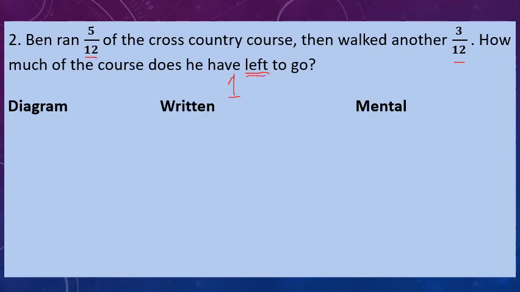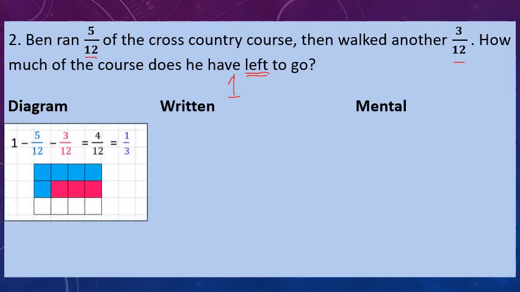Anytime we have "left" in a word problem, it generally indicates to us that we're thinking about a subtraction problem. We're trying to figure out the difference, which as we know is the answer to a subtraction problem. So let's look at a diagram for this.